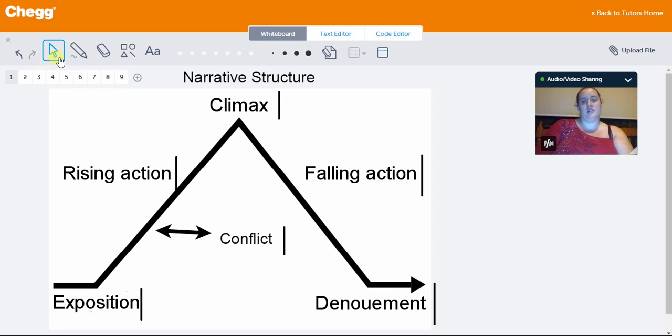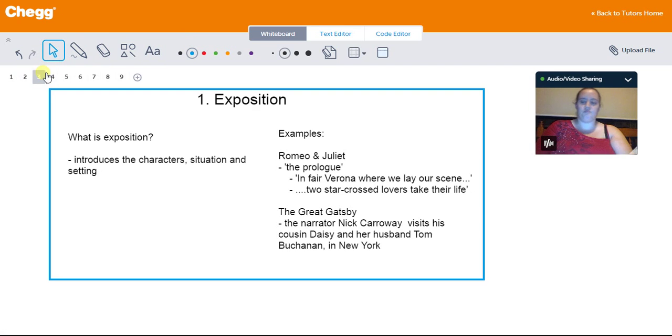So the first section we're going to look at is exposition. And exposition really is where the story begins. In this case, exposition means the introduction of characters, situation, and setting for any particular story. So in the case of Romeo and Juliet, this was all done in the prologue.